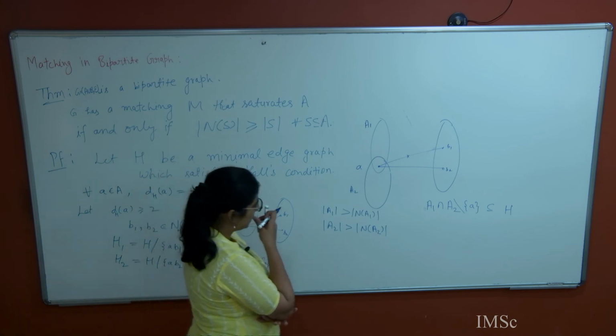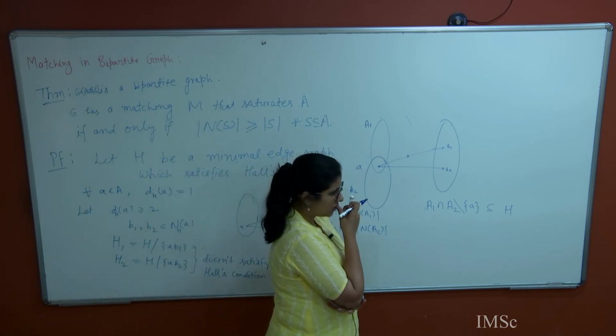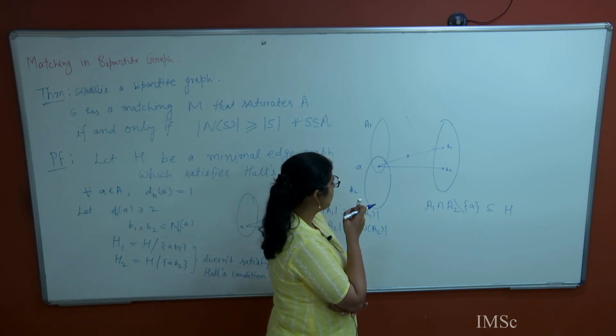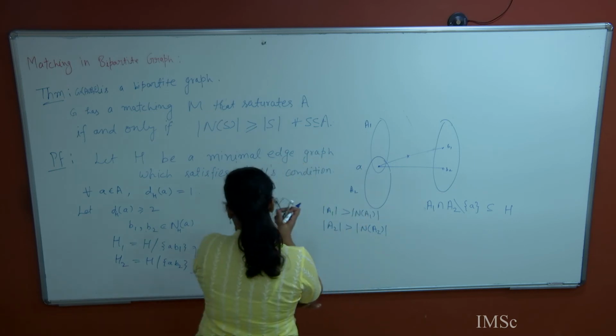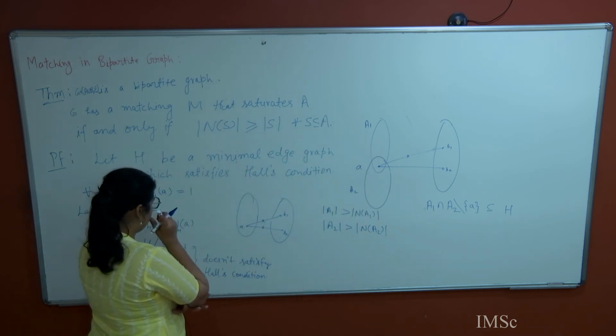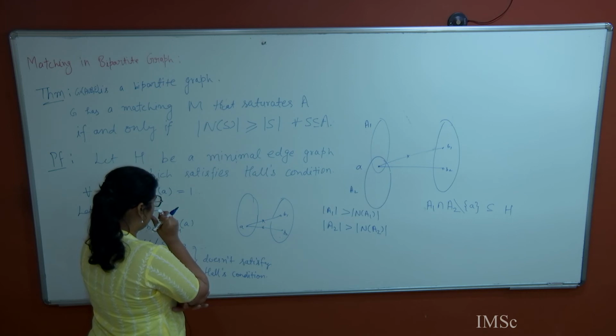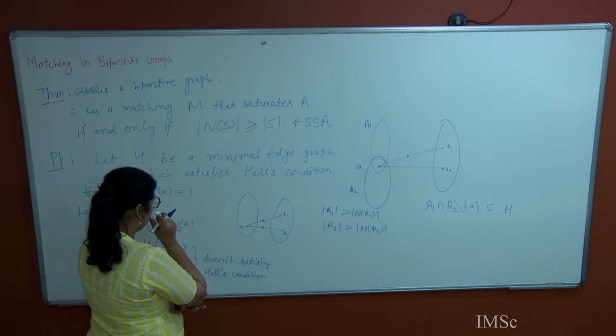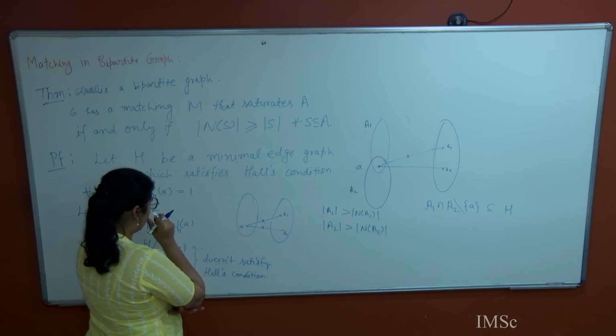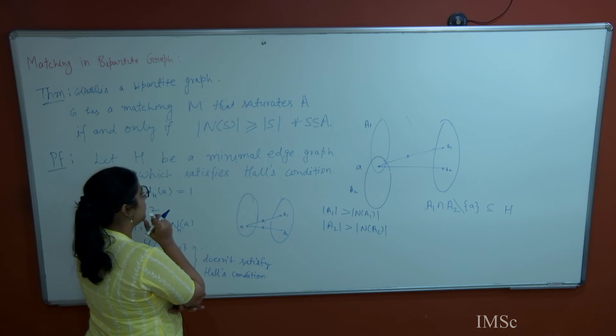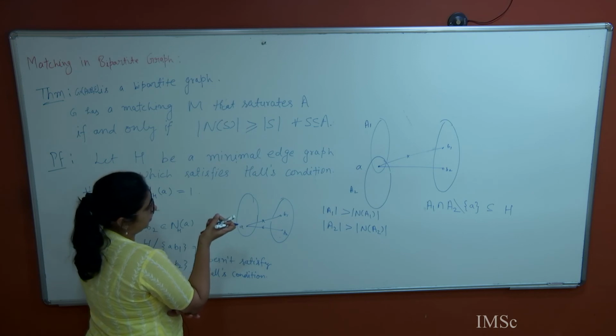Okay. What I have a problem with is that if we say that A is the only one in the intersection of A1 and A2.